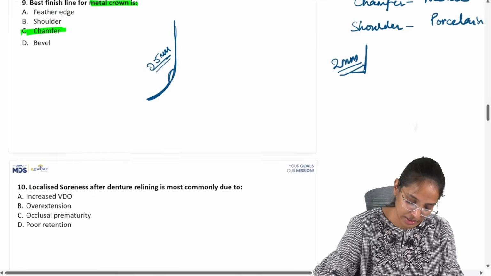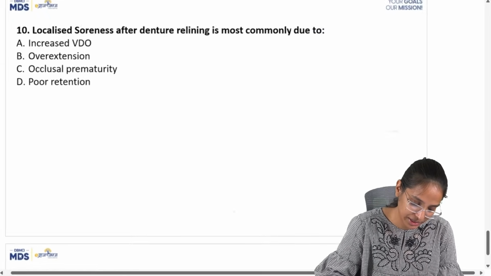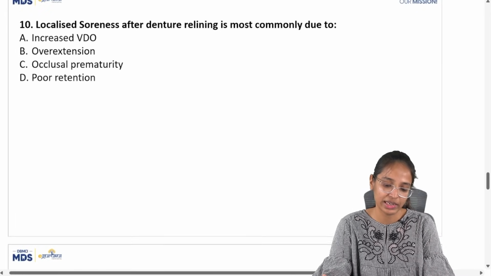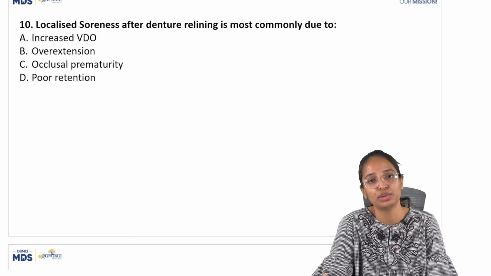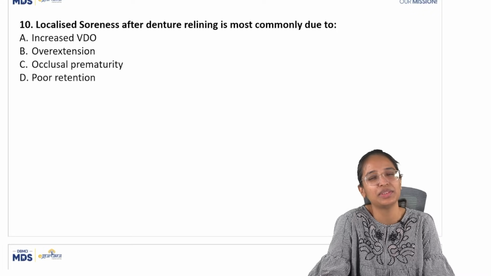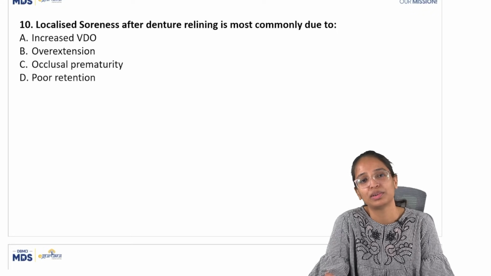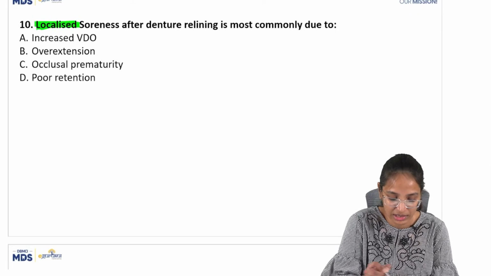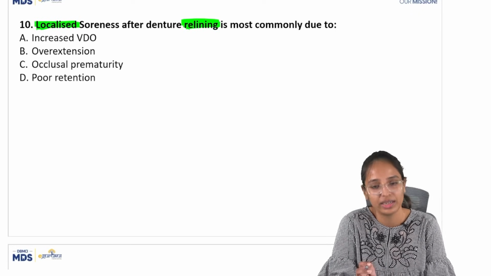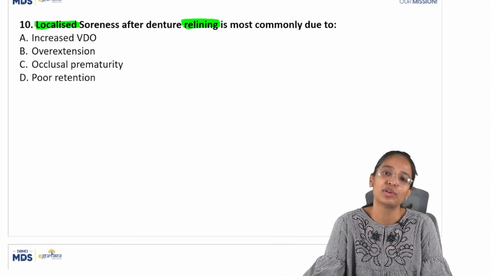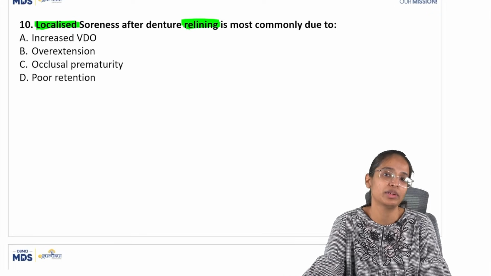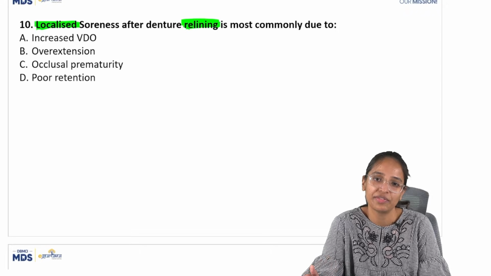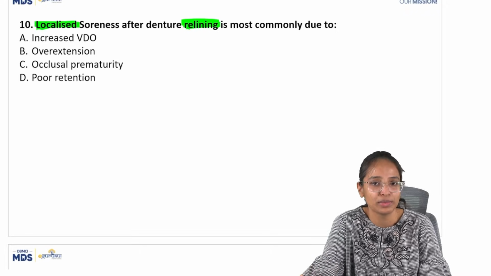Now, let us come to question number 10. Localized soreness after denture relining is most commonly due to what? One thing we need to stress over here, which can lead to our answer, is "localized" and relining. Two common complications with relining are, first, your occlusion is affected, and second, possible overextension.